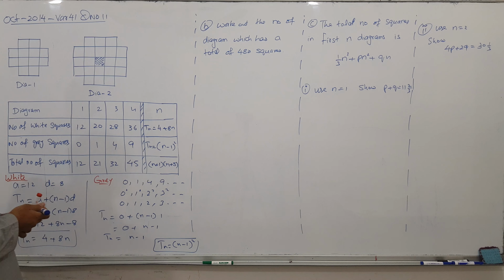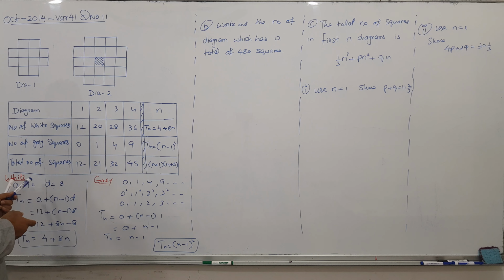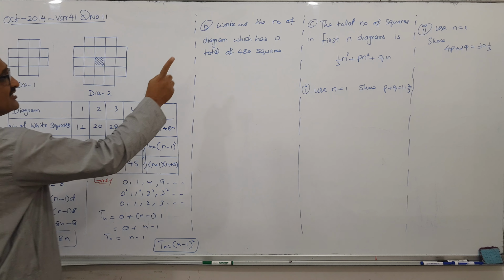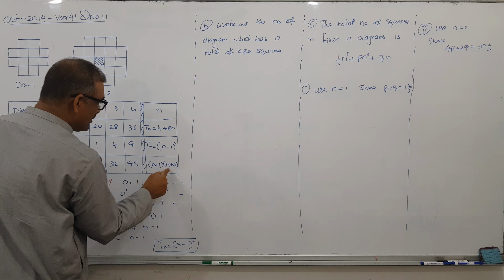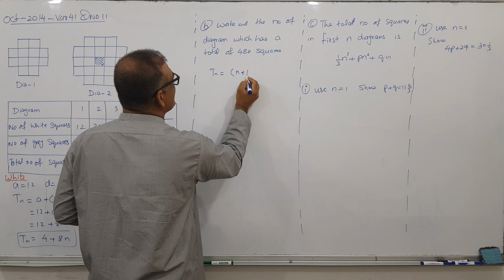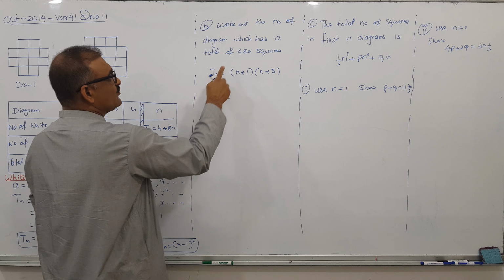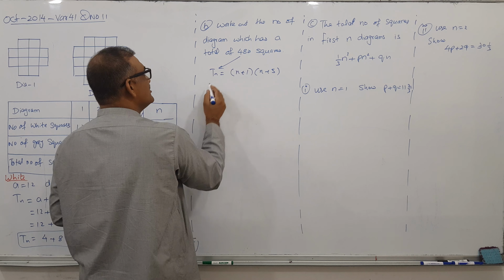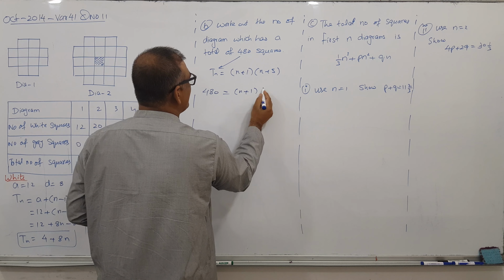Anyway, move on. Next one: work out the number of the diagram which has a total of 480. So the total here means this is the number of tiles. I will now put this 480 in place of Tn. This Tn is equal to n plus 1 times n plus 5. He said number of squares, so we should put this value here. So 480 is equal to n plus 1 into n plus 5.